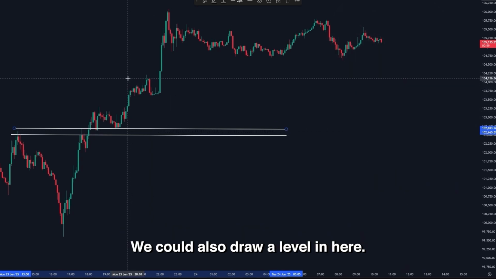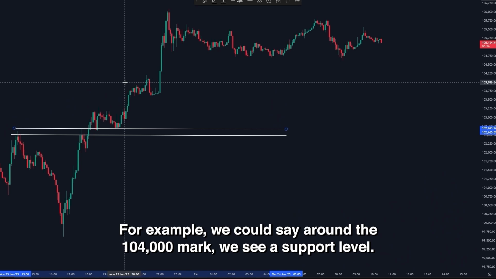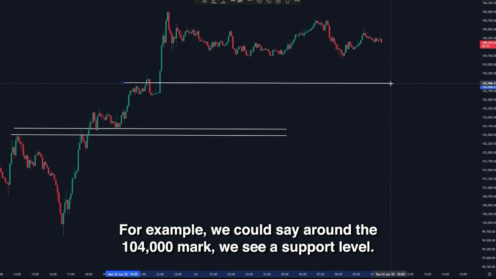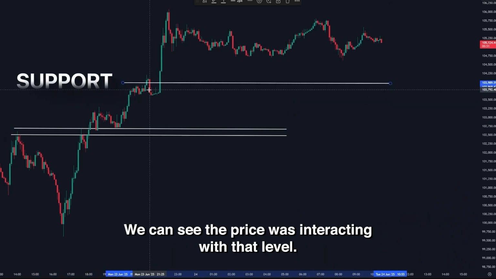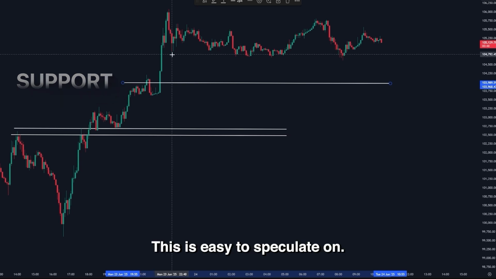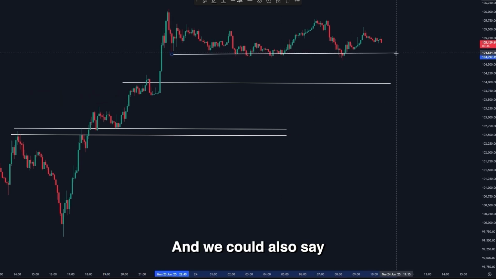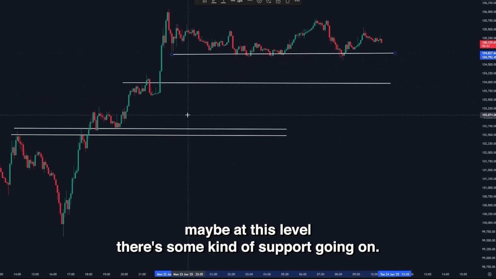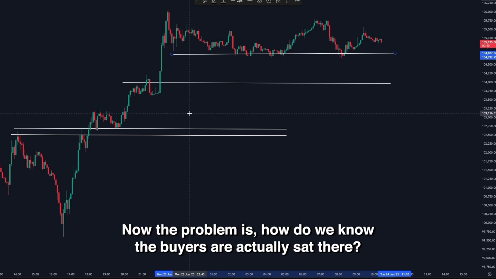We could also draw a level in here. For example, we could say around the 104,000 mark, we see a support level. We can see the price was interacting with that level. This is easy to speculate on, and we could also say, maybe at this level, there's some kind of support going on. Now, the problem is, how do we know the buyers are actually sat there?